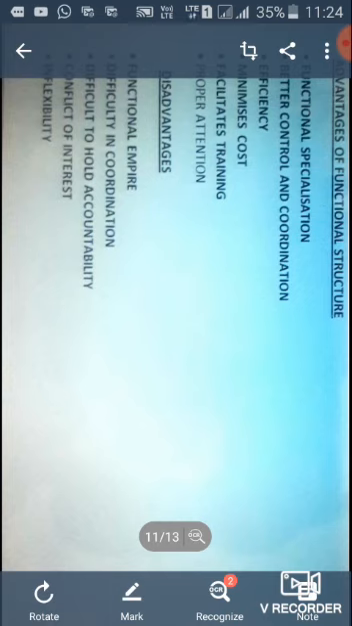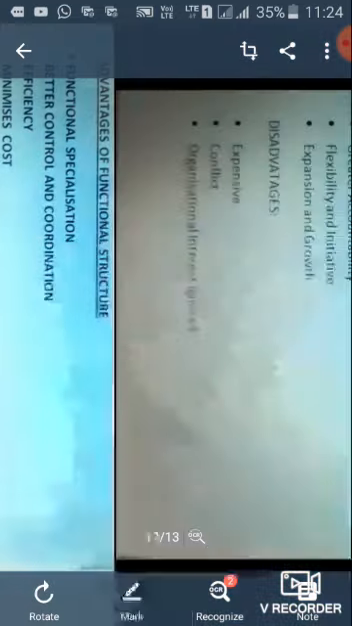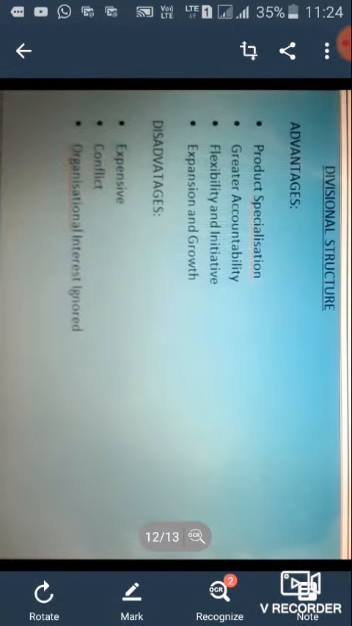Next is conflict of interest. It leads to conflict between two or more departments, because if a sales department insists on consumer friendly design, the production department might not agree to it. So this is conflict of interest. Next is inflexibility. Employees get trained in one particular function only, due to which they cannot be sent to another department. So this is it. Next, we are going for divisional structure.